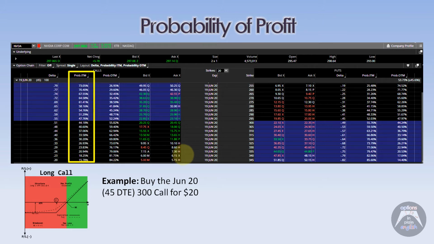So we're going to use the probability of expiring in the money, as we were saying. And with the break even of 320, we're just going to look at what the probability of expiring in the money is for that point. And since this is the probability of expiring in the money, and if it expires in the money you're going to make money, then in a very straightforward way, the probability of in the money is your probability of profit. What does this mean? It means that if you buy the June 2020 $300 call for $20, the probability that you're going to make money is around 30%.